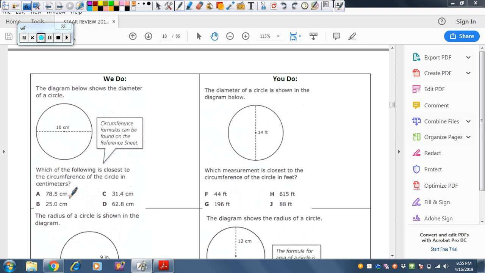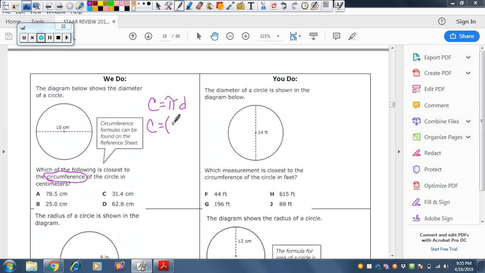Okay, read this problem. We'll talk about it. What is it asking you to find? The circumference, right? So you need the circumference formula. Do not memorize formulas. Look on your formula sheet. Now, rewrite, you need the formula, all letters. Now rewrite it with the numbers you know.